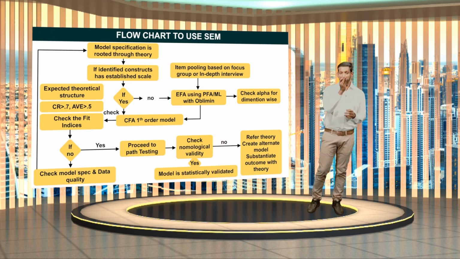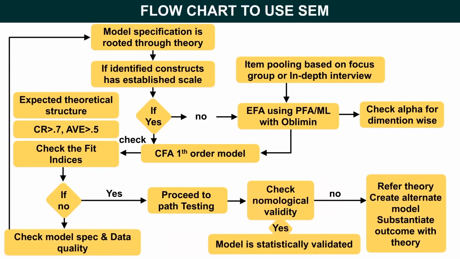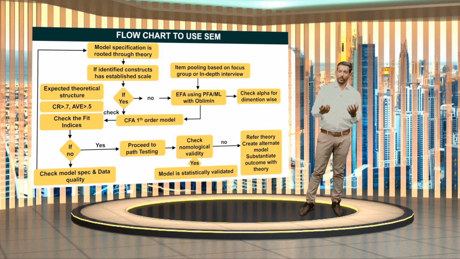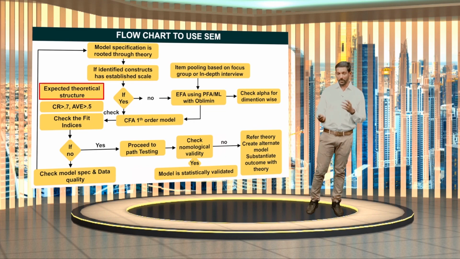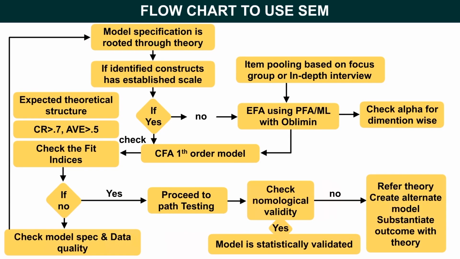Now coming back to the flow chart, once you have proper model identification and a proper scale is established, you can go for a CFA model. Once you get the outcome of CFA, ensure whether the expected theoretical structure is followed or not, because that is more important. Unlike EFA, CFA is more theory oriented; it is confirming the theoretical structure. So the first thing is whether the outcomes ensure that the expected theoretical structure is followed.